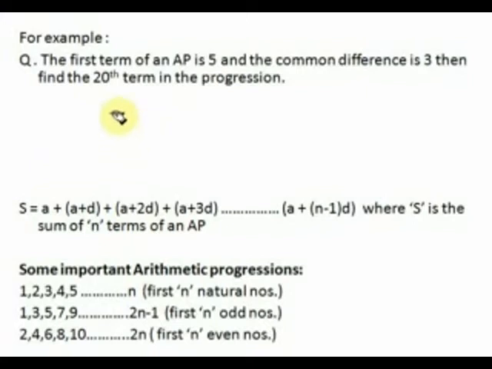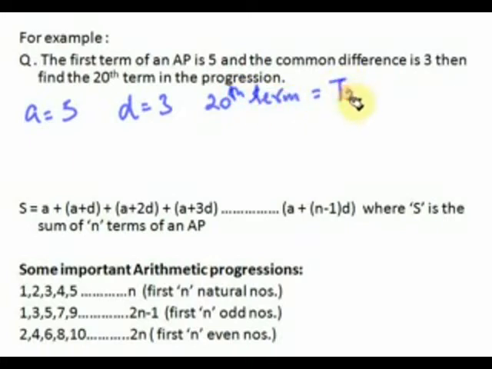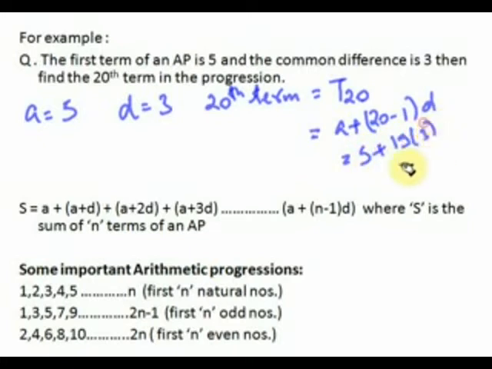Let's see an example. The first term of an AP is 5 and the common difference is 3. We have to find the 20th term in our arithmetic progression. So the first term a is equal to 5. The common difference d is equal to 3. We have to find the 20th term. We denote it by T20, that is term 20. T20 is equal to a plus n minus 1 into d. The n is 20, so that will be 5 plus 20 minus 1 into 3, which is 5 plus 19 into 3, that is equal to 62.